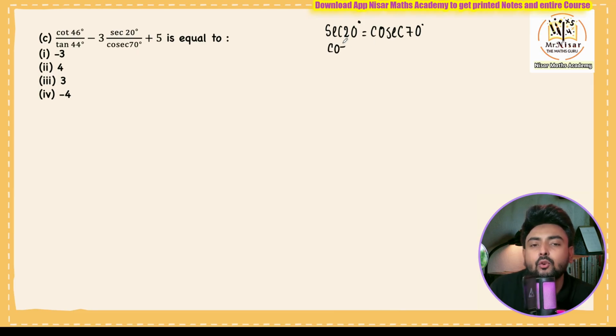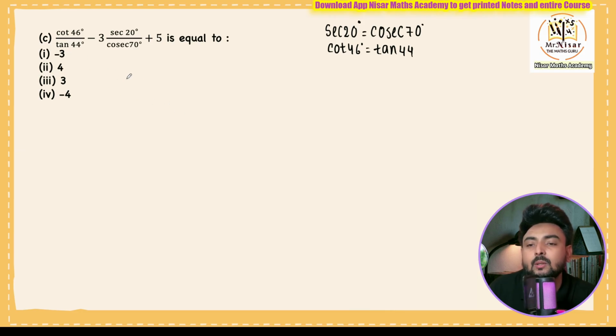Here also we have cot 46. So when I say cot 46, you should directly say that cot and tan are complementary to each other. The sum of these two angles should be 90. So 90 minus 46, it is nothing but 44. This orally you should say now.